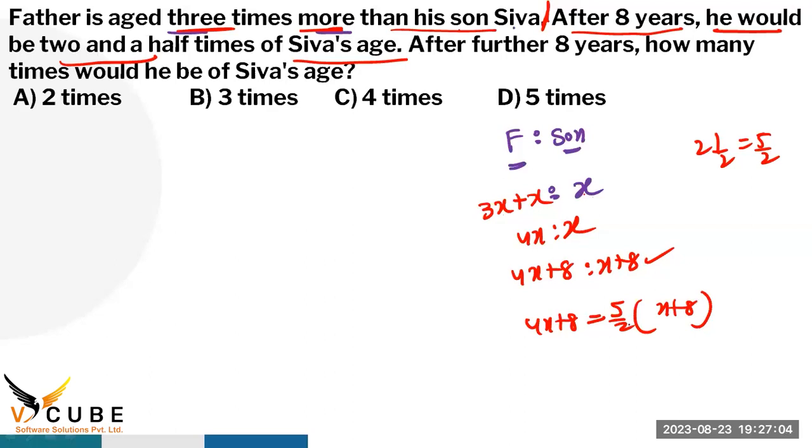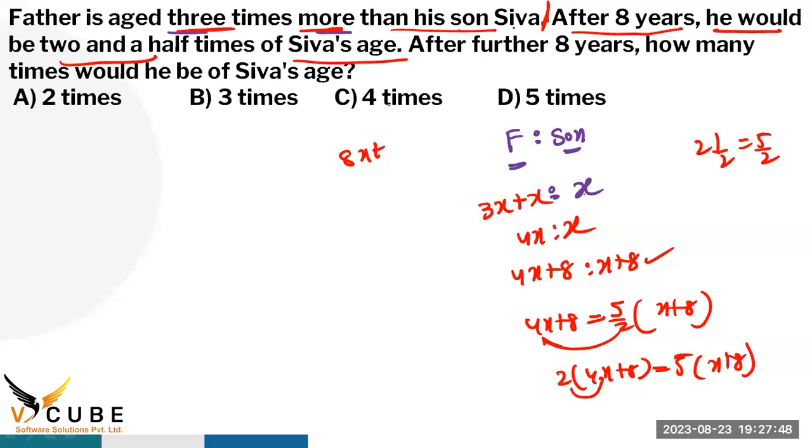Let me calculate here. 2 4s are 8x, and 2 8s are 16, is equal to 5 into x, 5x, and 5 8s are 40. So 8x minus 5x is 3x, and 40 minus 16 is 24. 3 eights are 24. X is equal to how many years? 8 years. Right.